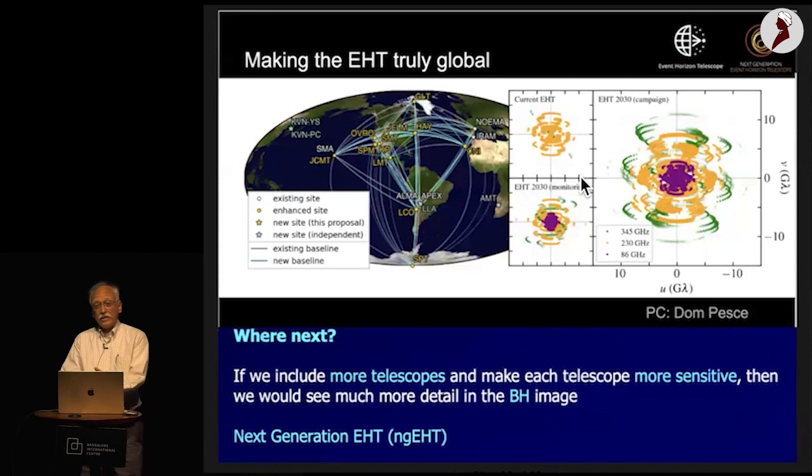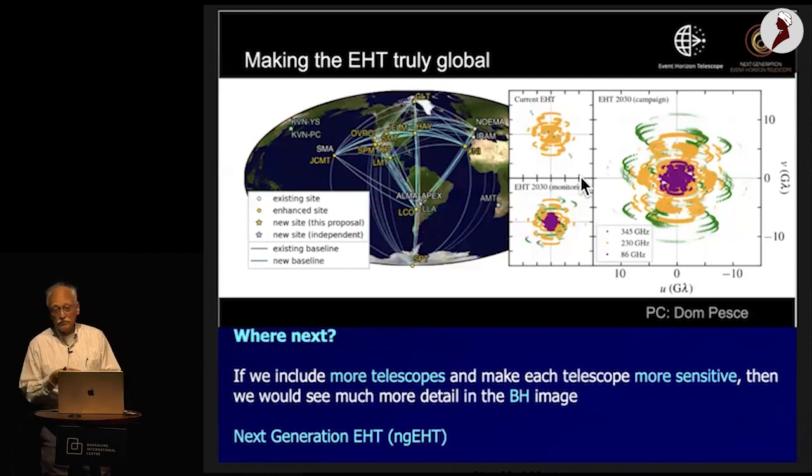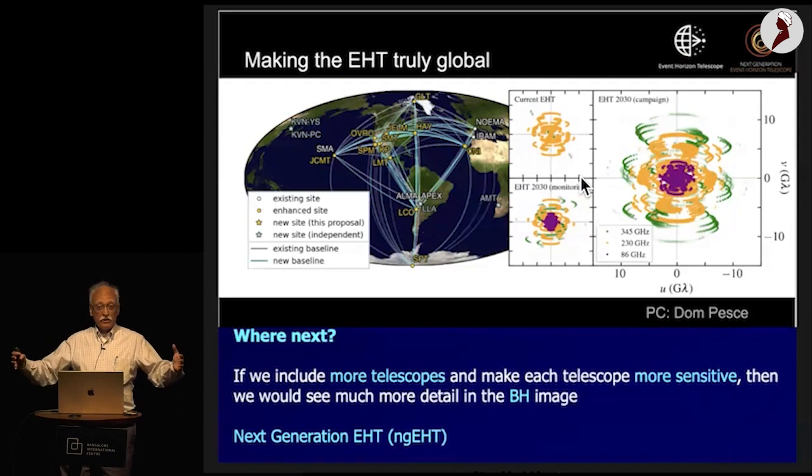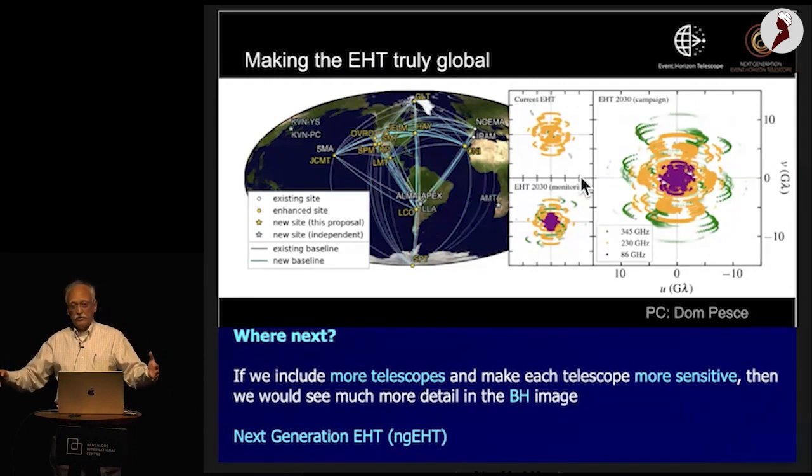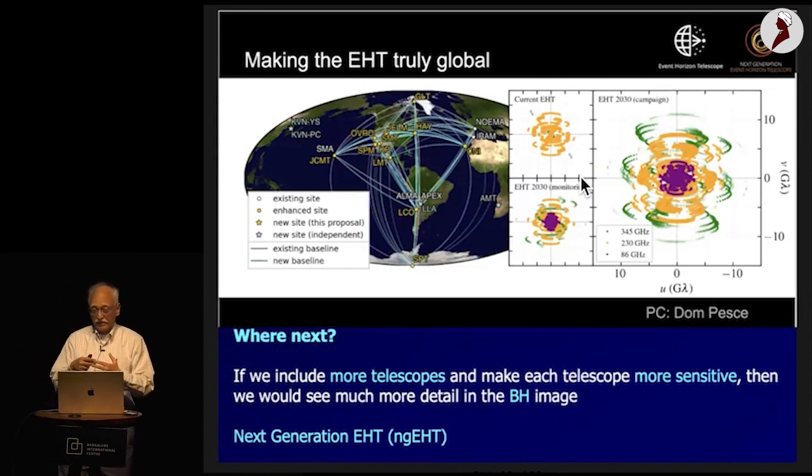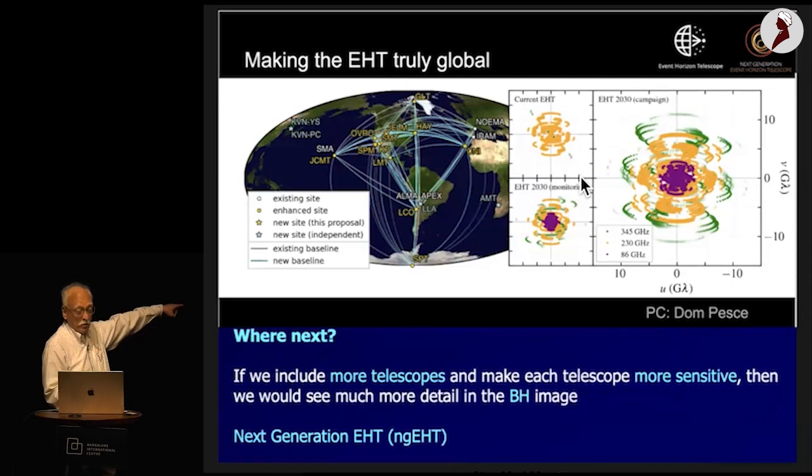Well, one thing is obvious. We would like to do better, right? How would you do better? If you are restricted to the size of the Earth, then all you can do is make more telescopes, more stations, collect more data, more sensitive data, et cetera, et cetera. And this slide is all about that.